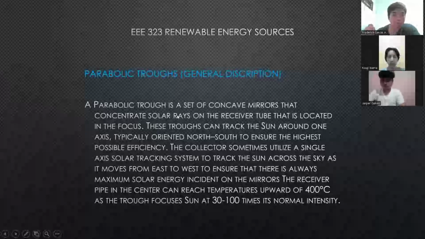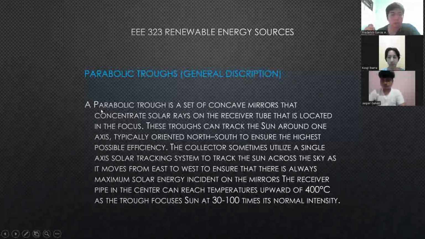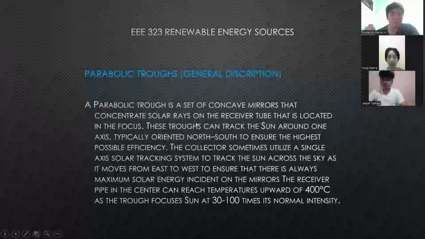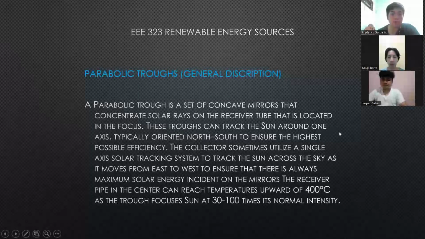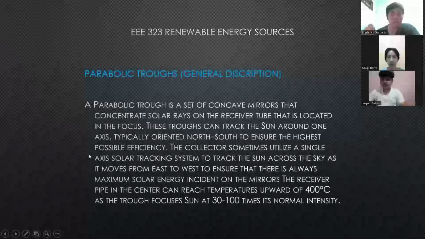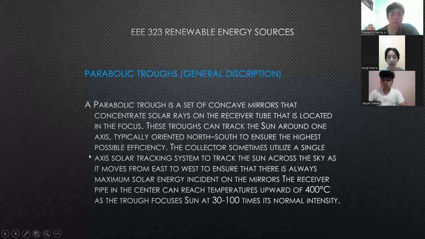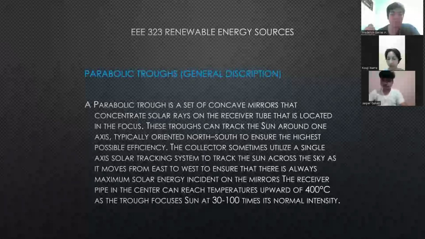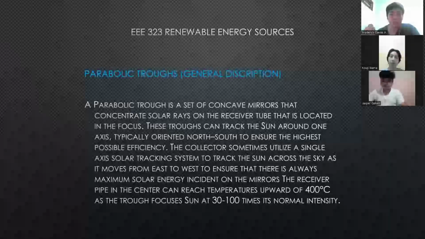First, we have parabolic troughs. A parabolic trough is a set of concave mirrors that concentrate solar rays on the receiver tube that is located in the focus. These troughs can track the sun around one axis, typically oriented north-south, to ensure the highest possible efficiency. The collector sometimes utilizes a single axis solar tracking system to track the sun across the sky as it moves from east to west, to ensure that there is always maximum solar energy incident on the mirrors.